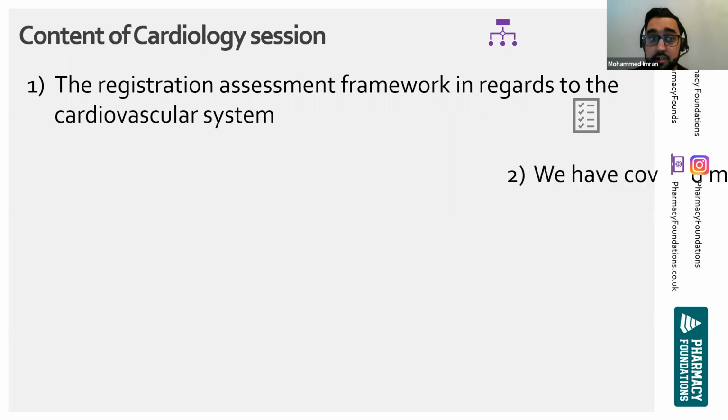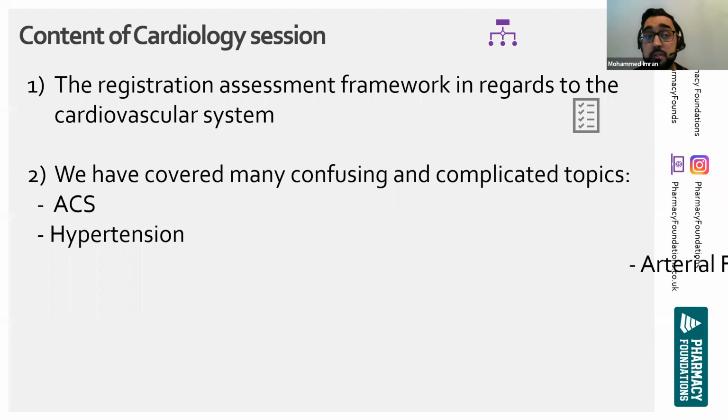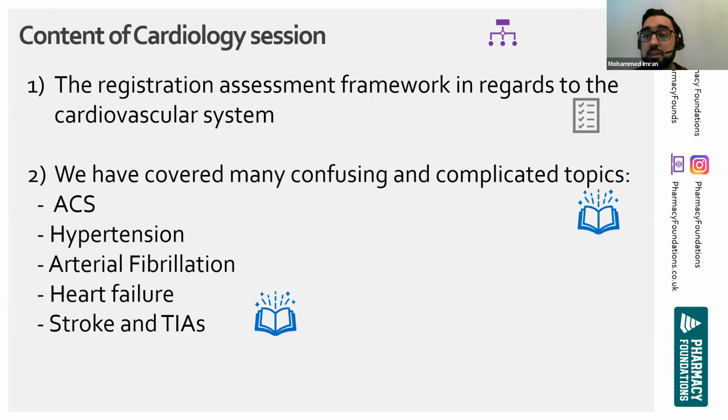So that's what you can find in the session, as well as we did cover many confusing and complicated topics such as acute coronary syndromes, hypertension, atrial fibrillation, heart failure, as well as strokes and TIAs. And it isn't just that, but I've made a quick summary. So if these are topics that you're struggling with or confused about, it's definitely something to sign up to if you've not already signed up. I will be covering some of these during this session anyway, just to give you a flavor of what's on offer.